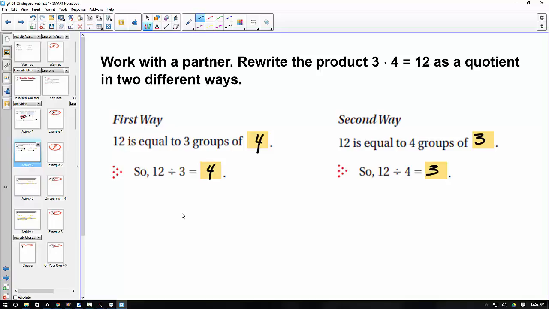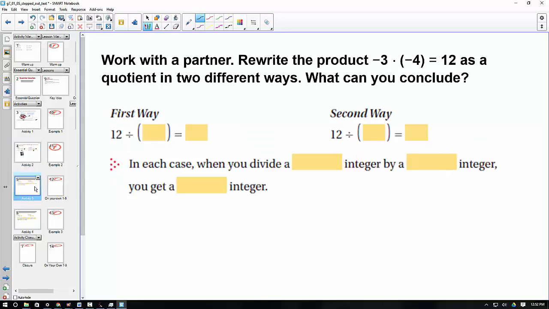That we could do 3 times 4 equals 12. 12 divided by 4 equals 3. And 12 divided by 3 equals 4. And I guess the last one I didn't do yet was 4 times 3 equals 12. So these are all the different ways you could write it. And they're going to show us that we can actually do this with negative signs as well. So let's take a look at that.